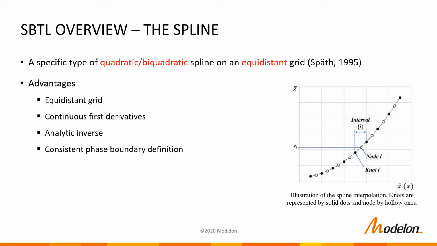With the equidistant grid, we don't have to search when we evaluate a spline at a particular point. Since the spline is quadratic, it has analytic inverse and continuous first derivative. These properties make it an ideal candidate for refrigerant property modeling.